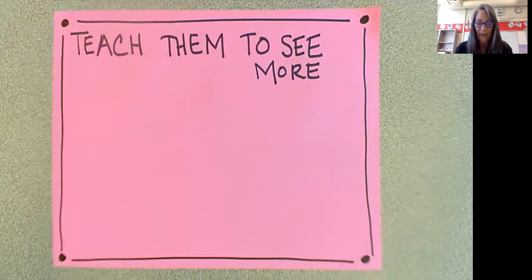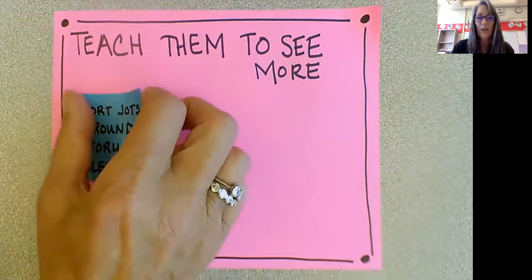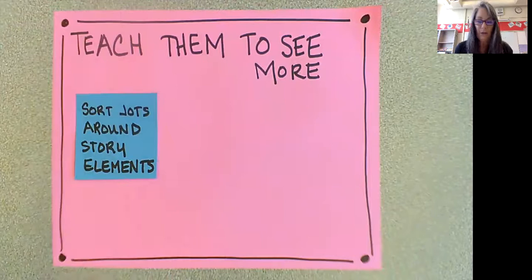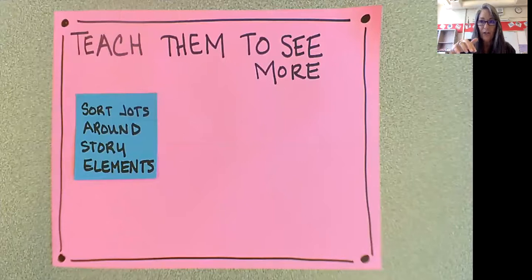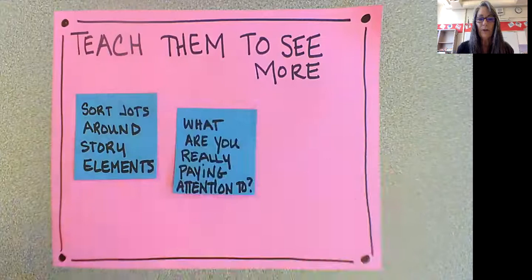A lot of times kids get kind of stuck and their jots all start to look the same. So one of the things that you could do is sort the jots around story elements. Maybe you just sort it by character. Here are all the jots on character, all the jots on setting, all the jots on theme, whatever. And ask them to take a look at that. Like, what are they really noticing? What are they paying attention to? Are they really paying attention to character?